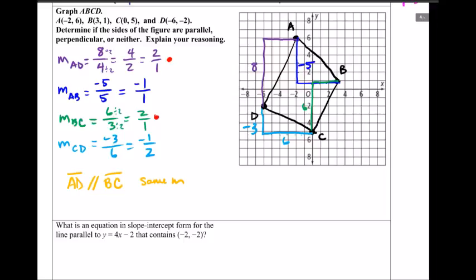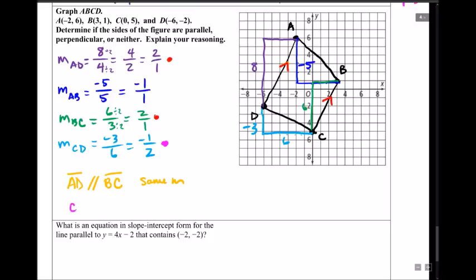So let's go over to our diagram. This line, we need red for that. This line and this line are parallel. Do you see anything else going on? What about this right here?